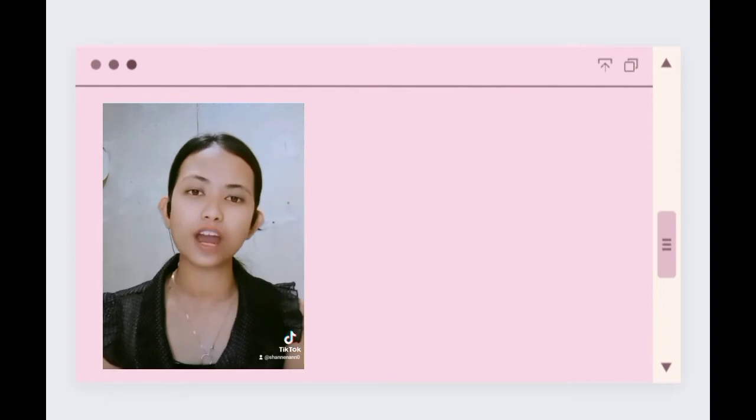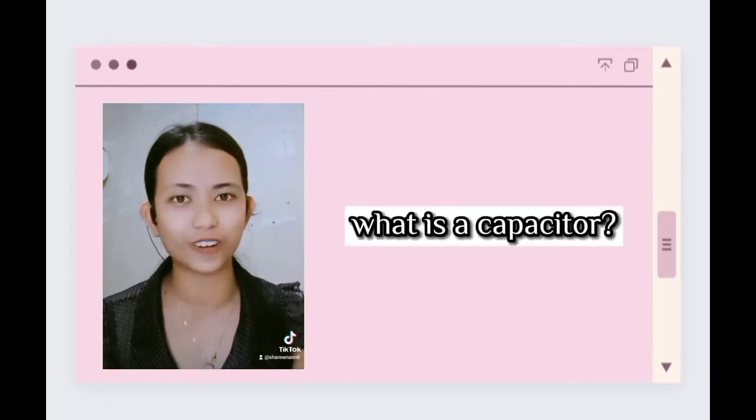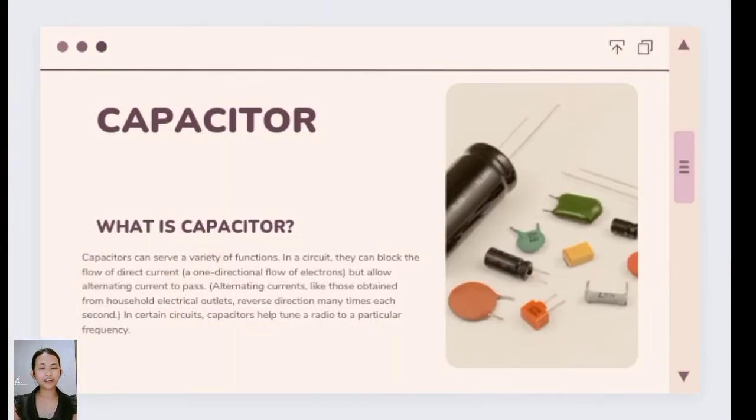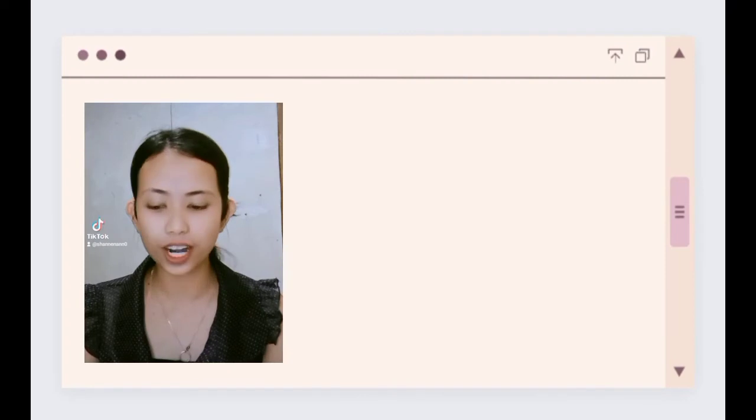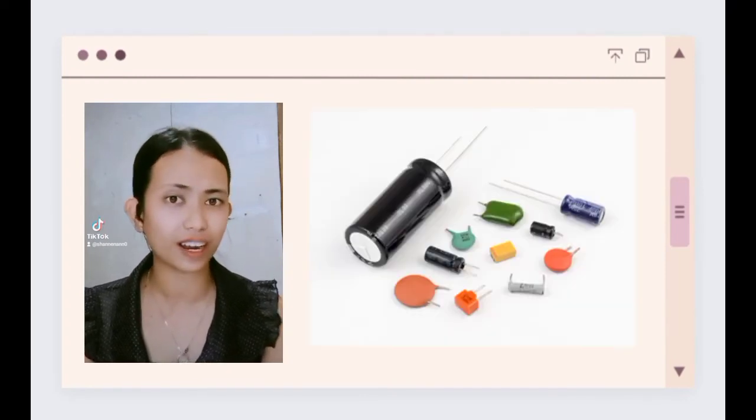So this is where we will discuss the capacitor. What is a capacitor? A capacitor can serve a variety of functions. In a circuit, it can block the flow of direct current but allow alternating current to pass. In certain circuits, a capacitor helps tune a radio to a particular frequency. But more and more, engineers are also looking into using capacitors to store energy.